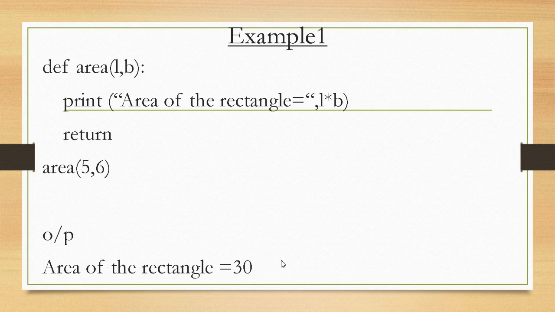Suppose I write the statement area(5), giving only one value, it will show an error. This is about the required arguments. That means it should be sent in the correct positional order. The first value represents the length, the second value represents the breadth.